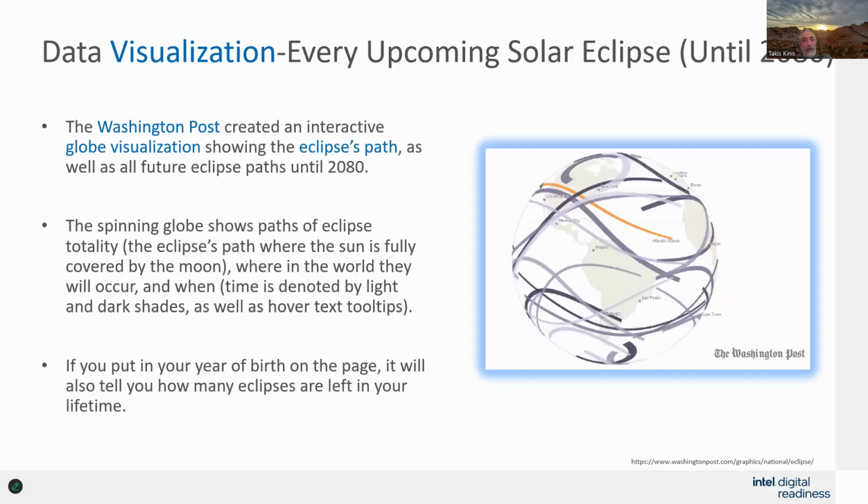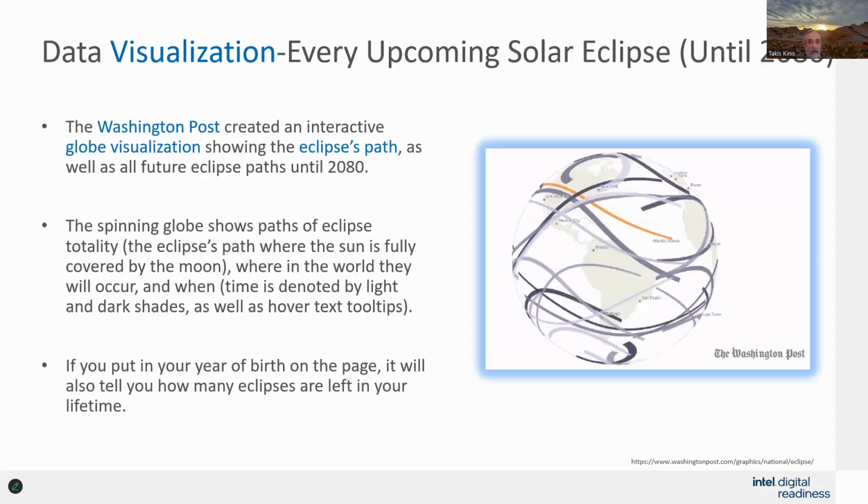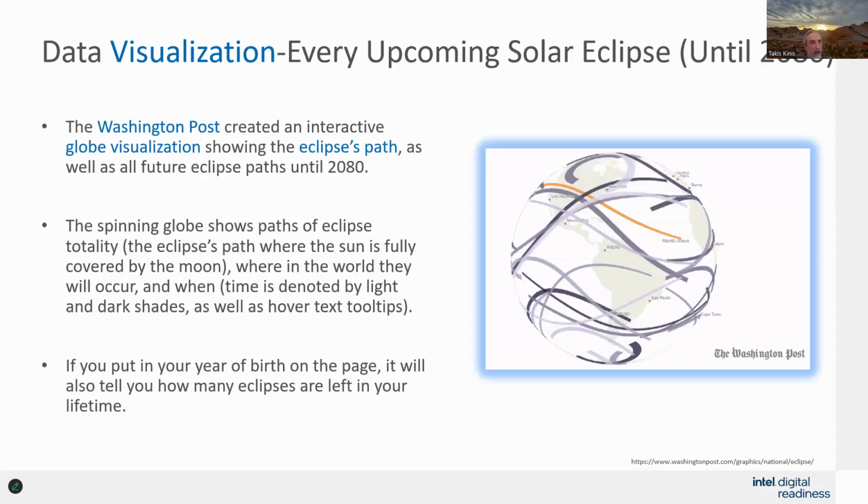So this visualization shows the path of all the total eclipses on planet Earth. If you could stop the graphic, this comes from the Washington Post, so it must be out there. There's a little link to it at the bottom. I wonder if it's interactive if you go to their website. It shows the path of totality for all the eclipses up until 2080. It's a pretty interesting visual, right?